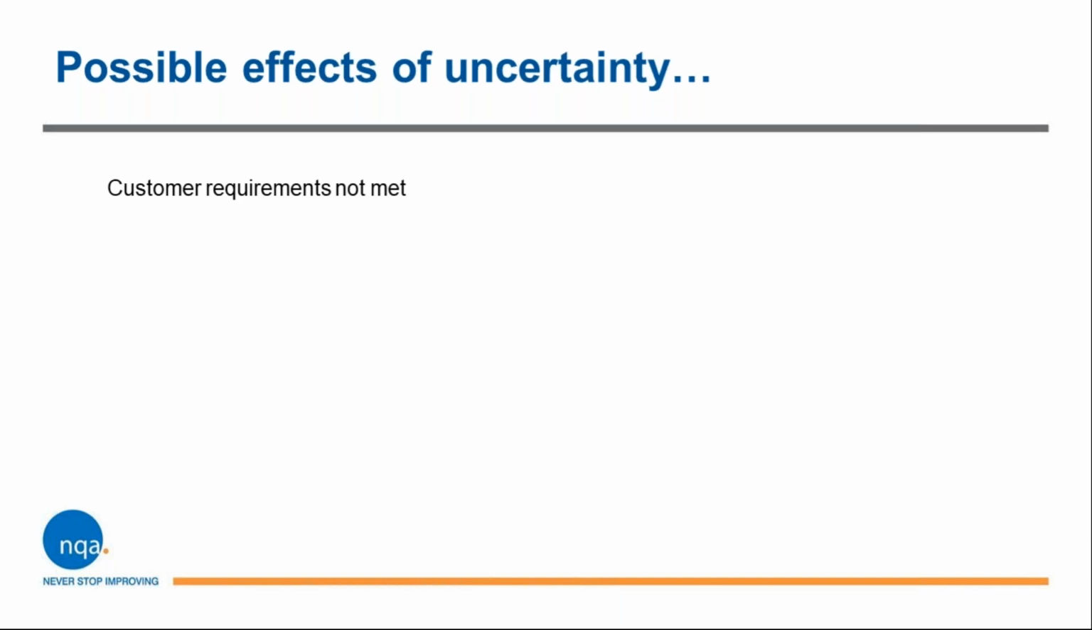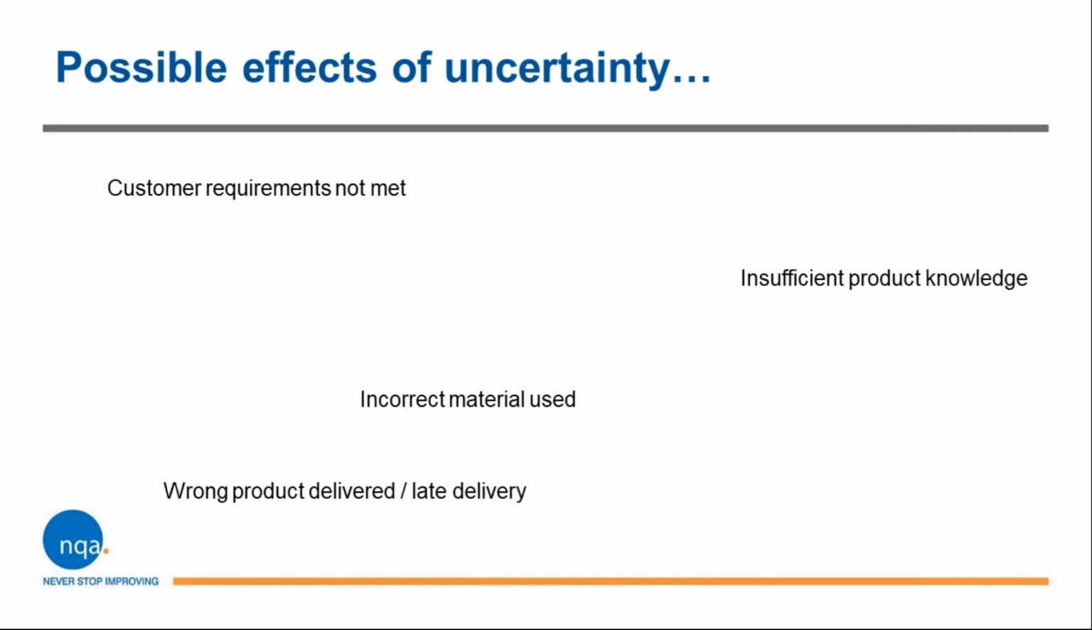Customer requirements not met is a usual suspect. Product knowledge: if an organisation doesn't understand what a product is required to do or expected to perform, there's risk or uncertainty associated with that. A fundamental one: wrong product delivered, late delivery, incorrect material used. If there's traceability involved, you need to make sure the controls are in place. Contamination or damage can affect the product itself, or come from the environment.